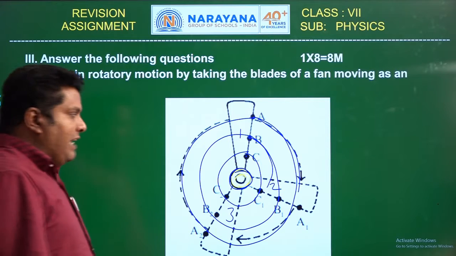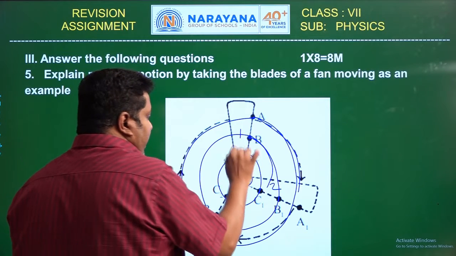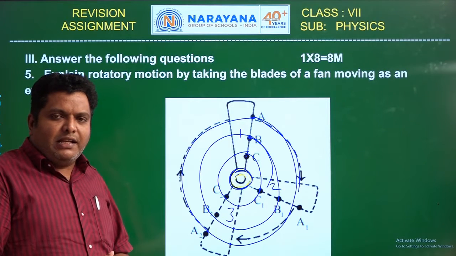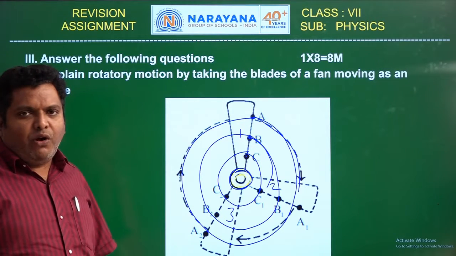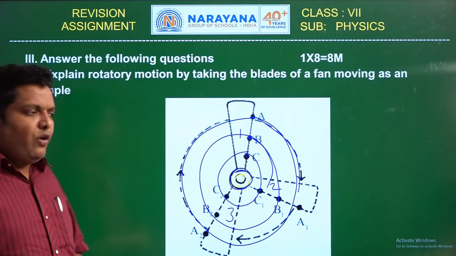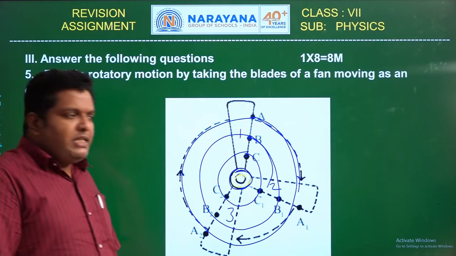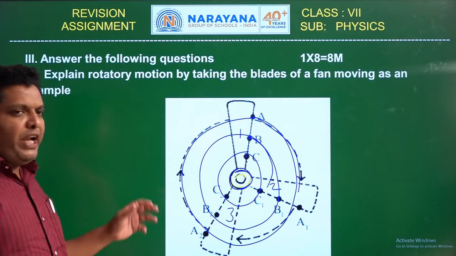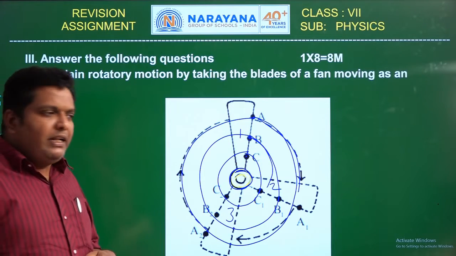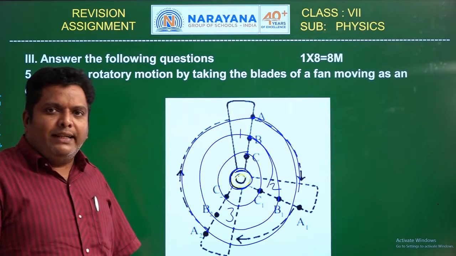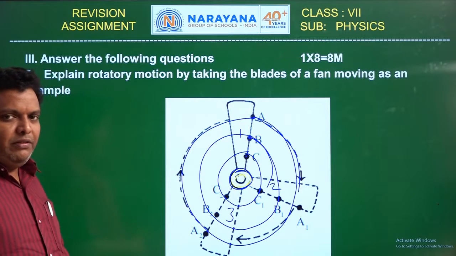The fan is rotating about a fixed axis. This line, the axis of rotation, gives rotatory motion. When a particle rotates in a circular path about a fixed axis, it is called rotatory motion. All the particles of a fan rotating in a circular path about a fixed point is called rotatory motion. Thank you.